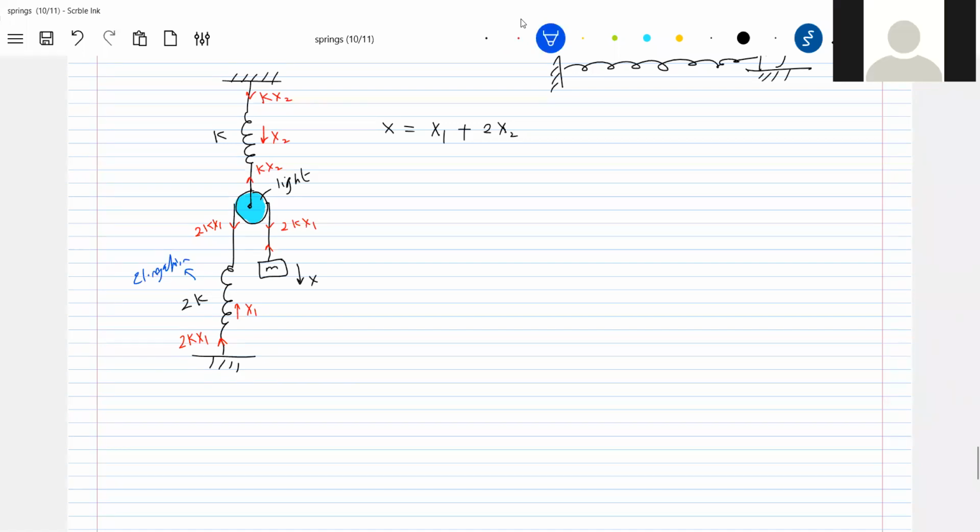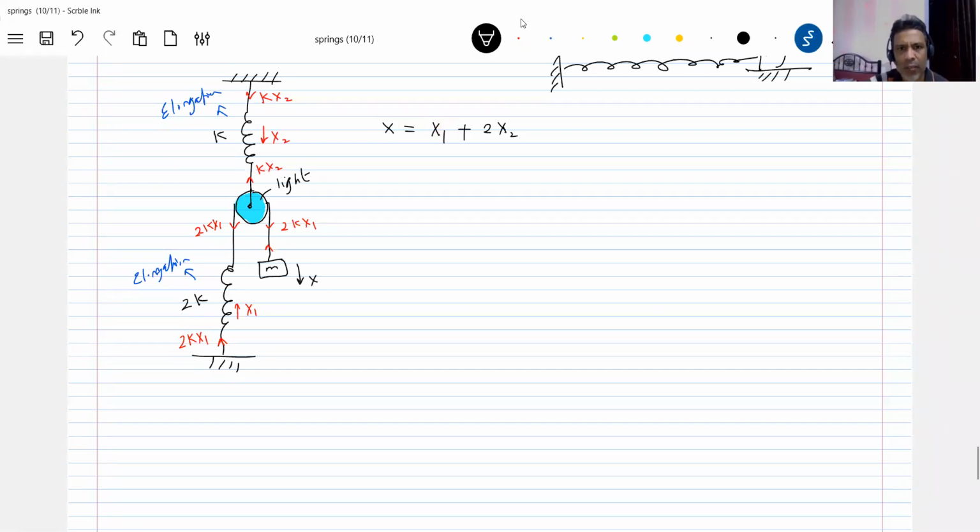Sir, can you explain again why 2x2? Constraint equation: if the pulley P moves by 1 meter, assume that this spring is not there. If this moves by 1 meter, here 1 meter will become loose. This will move by 2 meters. If this moves by 1 meter, this will elongate by 1 meter, no? But this block will move by 2 meters. So that's the constraint equation I'm bringing.